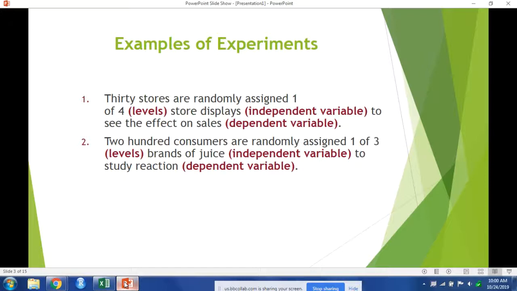Second one, if we had 200 consumers that are randomly assigned one of 3 levels of brands of juice, that would be the independent variable. And we want to study the reaction, or let's say taste, of these juices and their opinions on it. That would be the dependent variable.